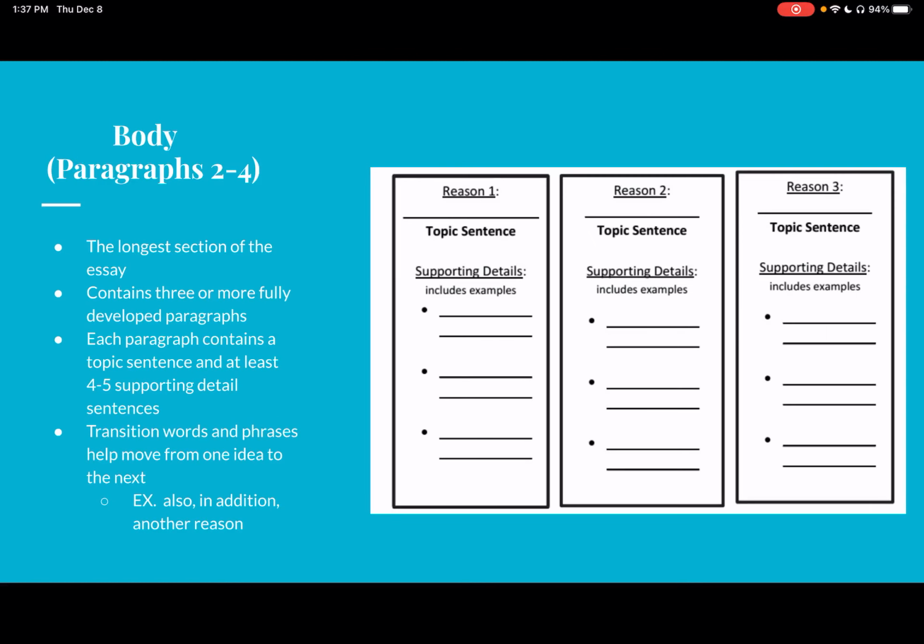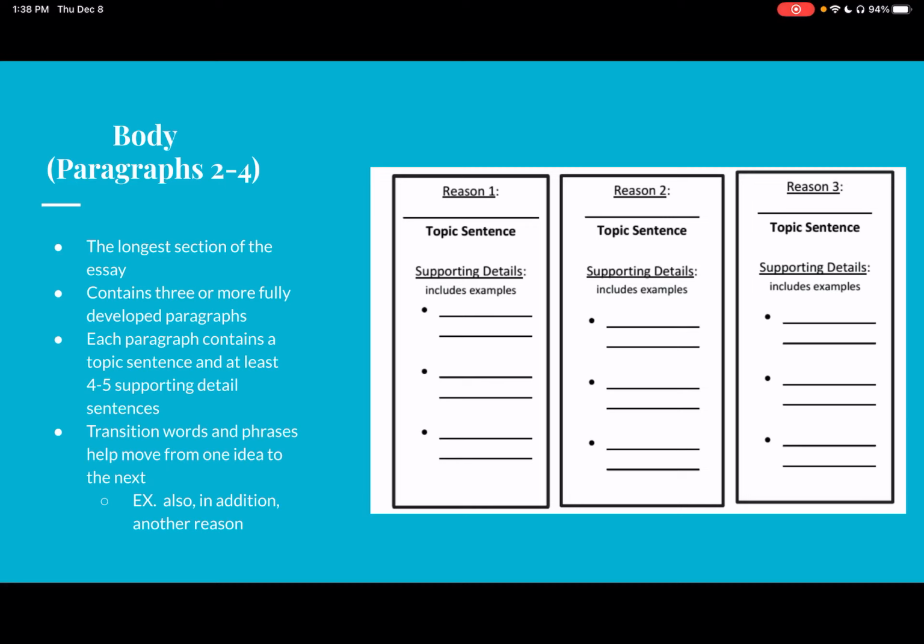So body paragraphs 2 through 4, it's going to be your longest section of your essay. It will contain 3 or more, just 3 really, fully developed paragraphs. If you want to write more, you're more than welcome to, but your outline only gives you room for 3. Each paragraph contains a topic sentence and at least 4 to 5 supporting detail sentences.